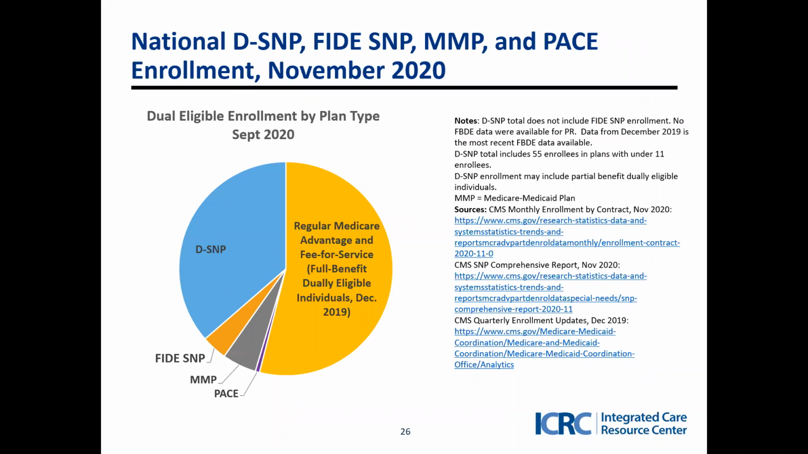Finally, here we can see national enrollment in a few different types of integrated care plans for dually eligible beneficiaries. So you can see that D-SNPs enroll the second largest population of dually eligible individuals. About 35% of those individuals are enrolled in D-SNPs nationally.